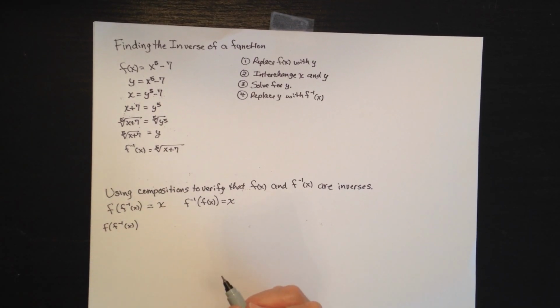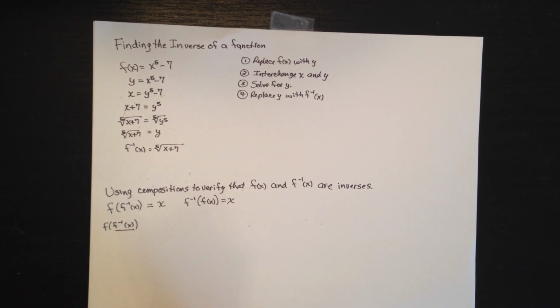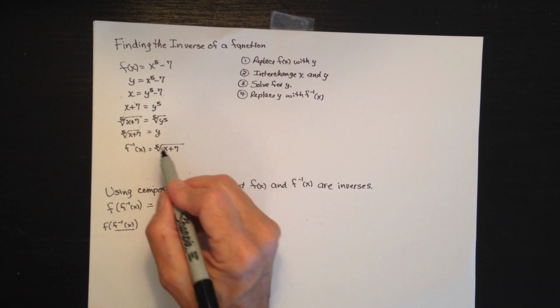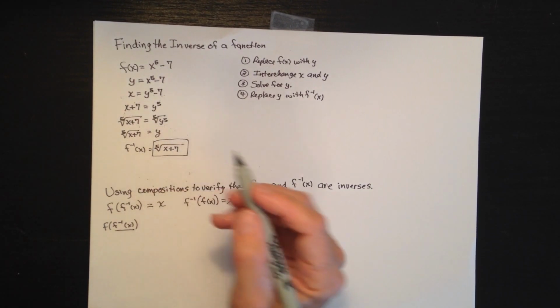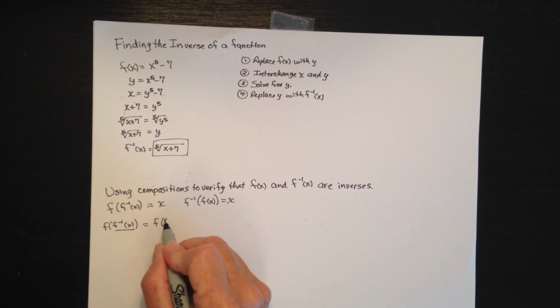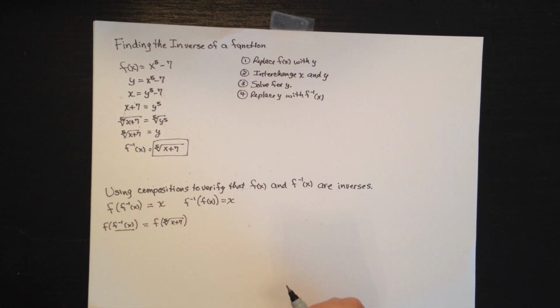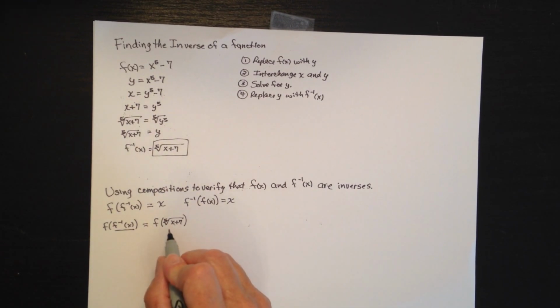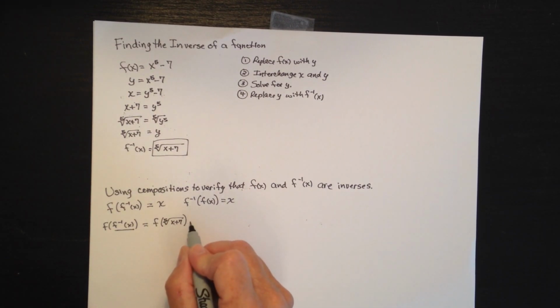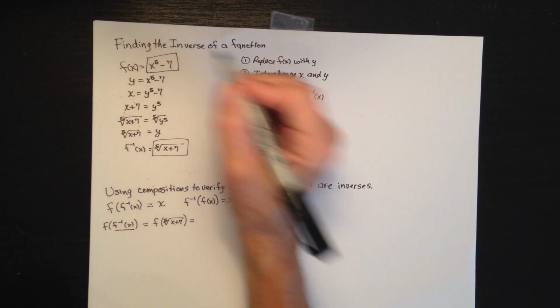The first step is to start with the innermost parentheses, which is this f inverse of x. We want to replace f inverse of x with what it's defined to be, the fifth root of x plus 7. So this is equal to f of the fifth root of x plus 7. Now the next thing is to replace every x that we see in the f function with the fifth root of x plus 7. The f function is x to the fifth minus 7.